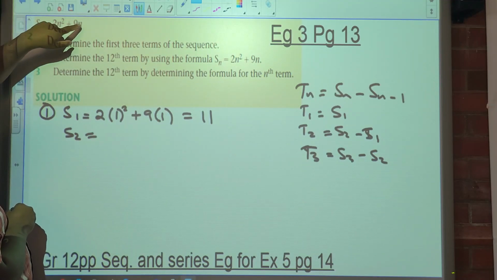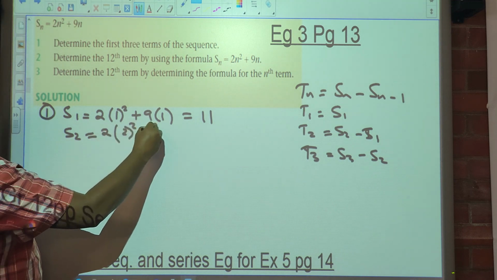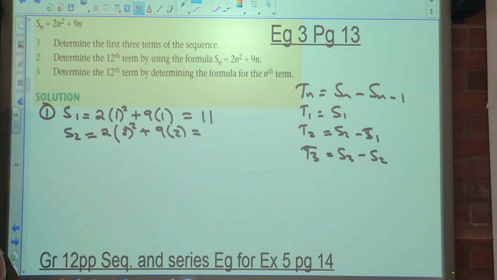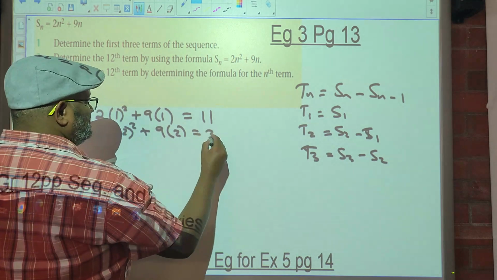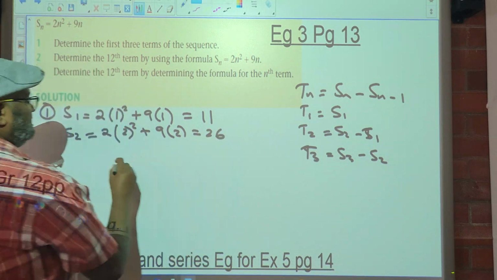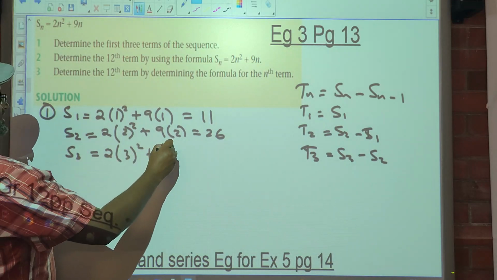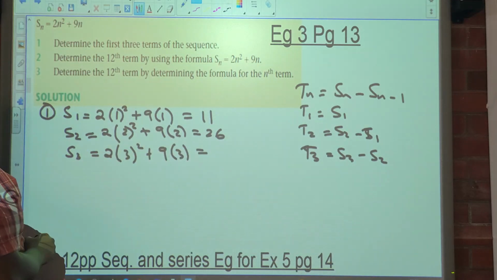S2. Wherever I see an n, I put a 2. So it's 2 times 2 squared plus 9 times 2. Work that out. So it's going to be 8 plus 18, that's 26. Okay? S3 is 2 times 3 squared plus 9 times 3. 9 times 3 is 27, 2 times 9 is 18, 18 plus 27, that is 45.